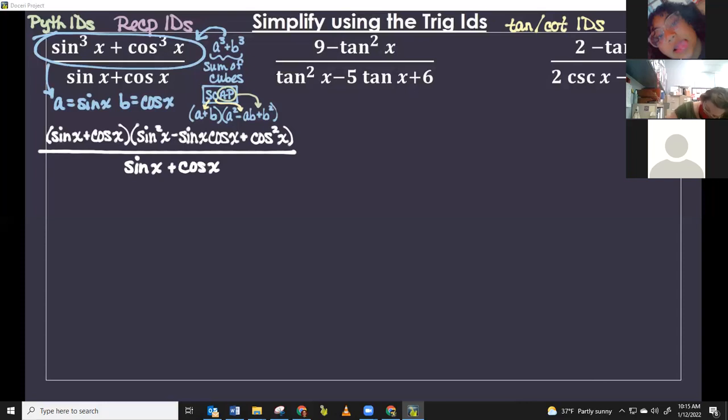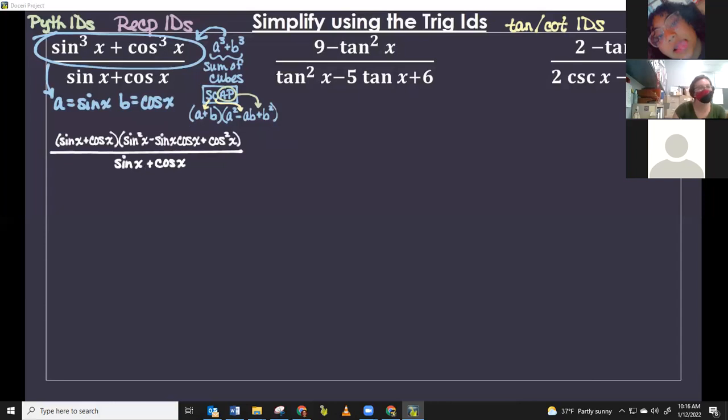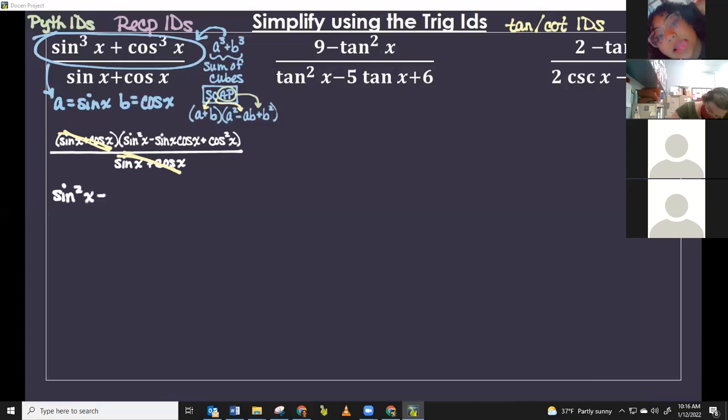Now that I've factored that numerator, do you guys see anything I can do with it that would help me out? You can cancel the denominator with the first term. Yes. I can cancel the denominator with the first term. So now I have sine squared x minus sine x cosine x plus cosine squared x.